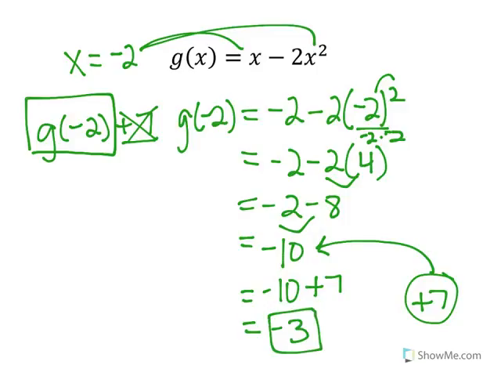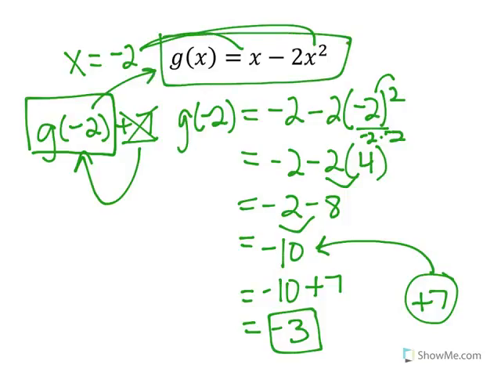Since this plus 7 was not inside the parentheses, it does not go into the function machine, so that's why it's left until the very end. Remember to think of this as a machine, and only the negative 2 is going in. Once we have our output, that's when you add 7.